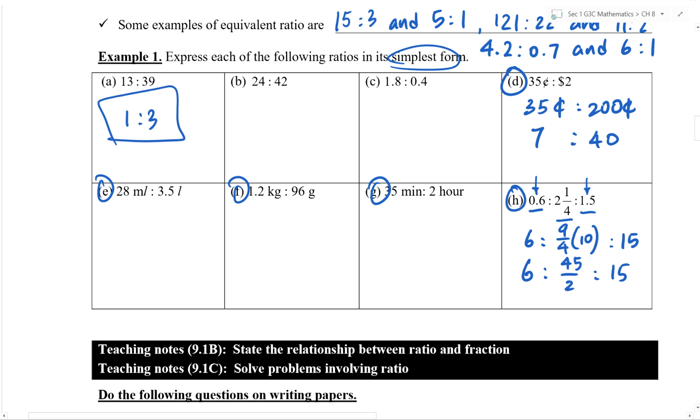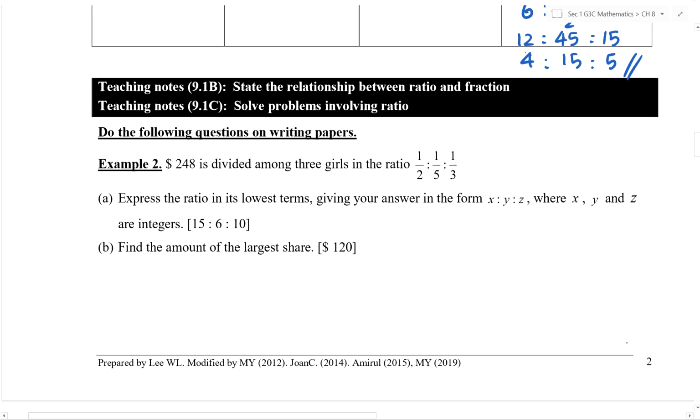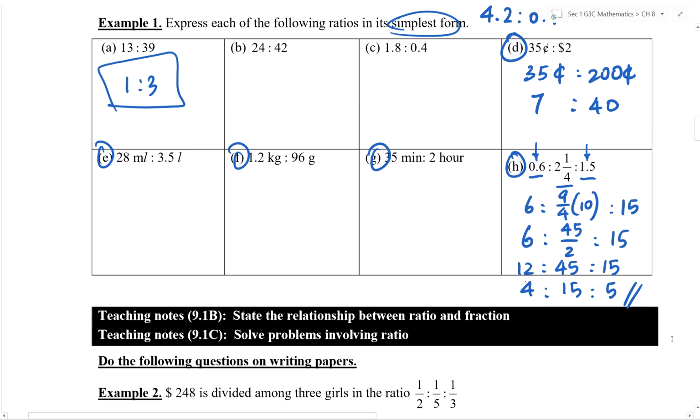Next step, we multiply throughout by 2 to get rid of this denominator over here. We will arrive at 12 is to 45 is to 15. And we see that this can further be simplified by dividing every single term by 3, resulting in a final answer of 4 is to 15 is to 5. And this is our final answer. So complete example 1 by yourself.